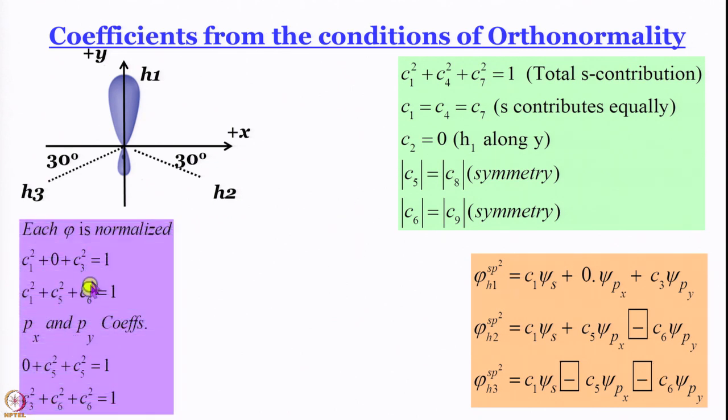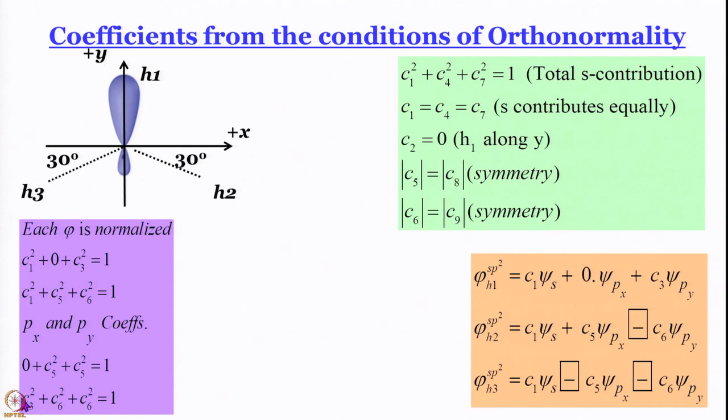C1 square plus 0 plus C3 square equals to 0, we already did that. C1 square plus C3 square, C5 square plus C6 square equal to 1. That is again from normalization condition, you will get the same equation from H2 as well as H3. So, for Px and Py coefficient, 0 plus C5 square plus C5 square equal to 1. This is C5, this is C5, this is 0. Okay. Now, we are almost done, right?